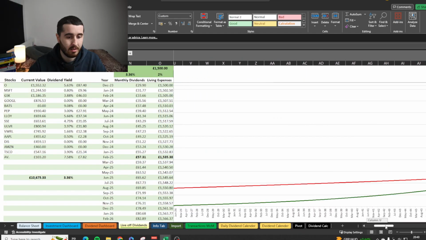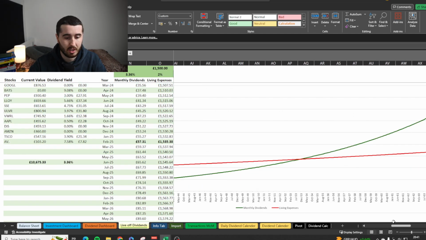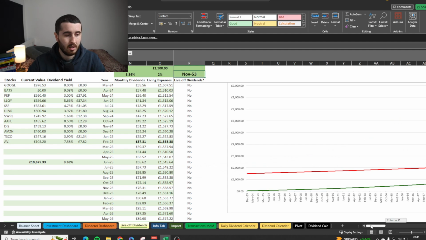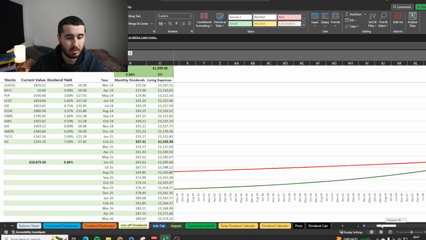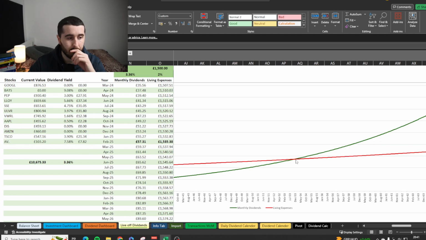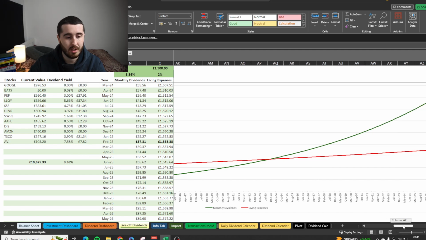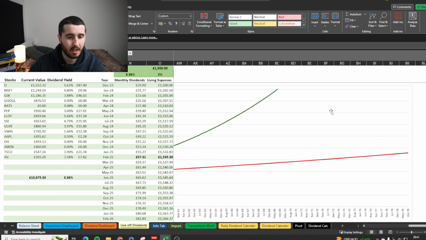And then this graph is basically graphing monthly dividends against the living expenses. So we can see that the green bar is our monthly dividends and the red bar is our living expenses. And you can see our green bar is slowly getting closer and closer. And then it touches here at roughly £2,700. And then if you carry on going, the green bar just goes crazy. It just carries on going. It cuts off. You can't even see it. It goes absolutely wild.